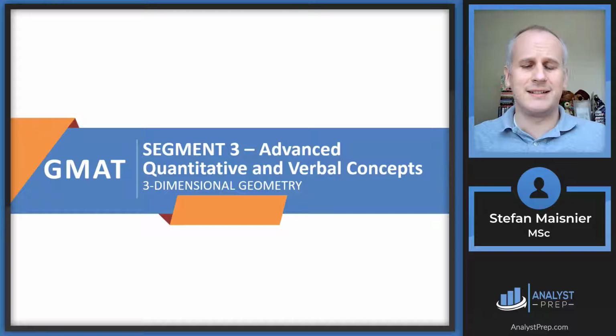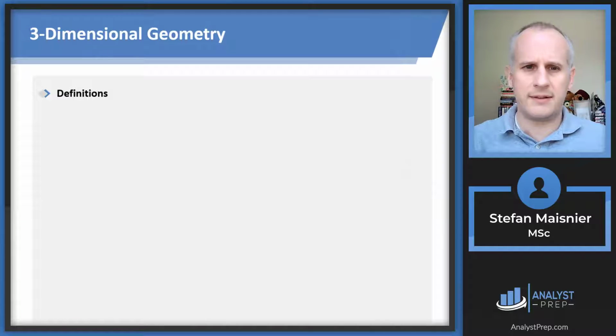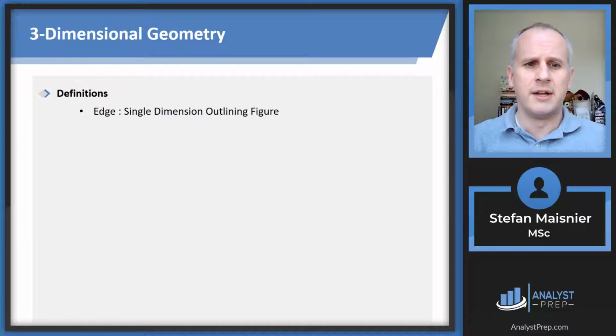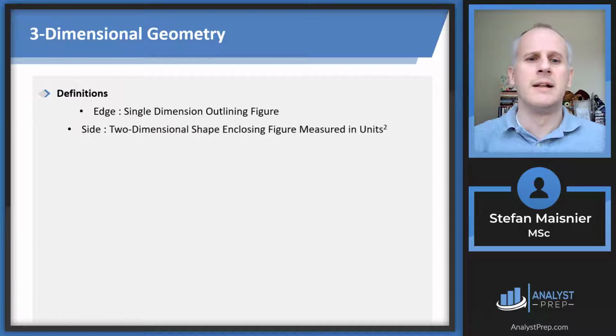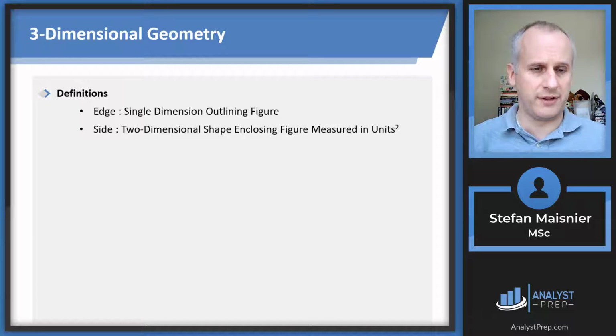Welcome to this lesson on one of the more tertiary topics that you can encounter on the GMAT Quantitative section, three-dimensional geometry. So there are only a few definitions that you'll need to know for three-dimensional geometry on this exam. First is that a single dimension is called an edge, not a side, in three-dimensional geometry, because that's a single line. A side, however, is actually a two-dimensional shape enclosing the figure, whatever the three-dimensional figure is that you're dealing with, and that side is always going to be measured in units squared.